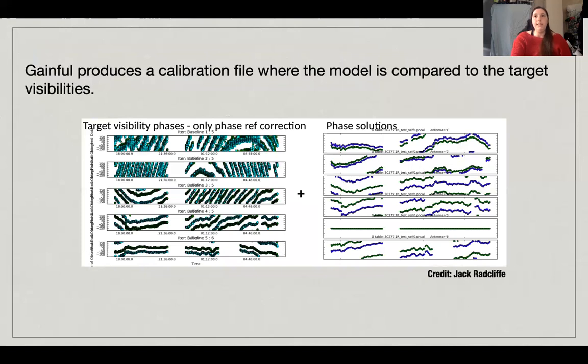So here is an example of the product of gain cal. It's the phase solutions for a target. On the left side, we have the phase for the target using only the phase referencing. On the right side is the same target that we've done phase self-calibration on. So you can see that the phases are smoother on the right and the offset between the different polarizations has gone away.